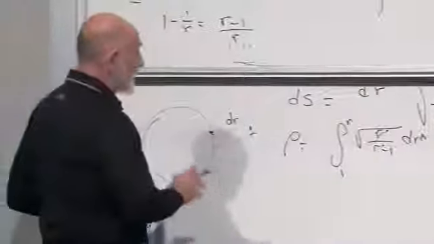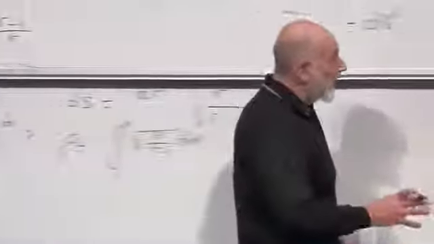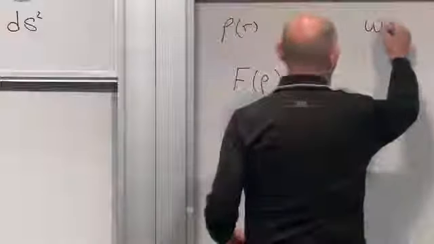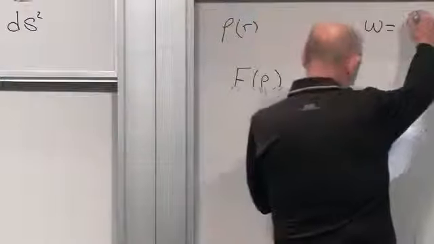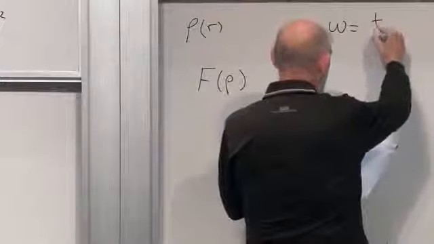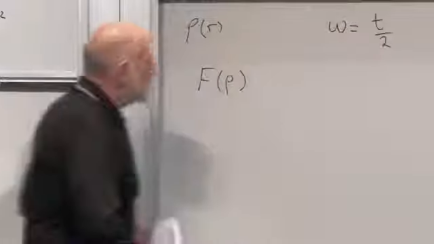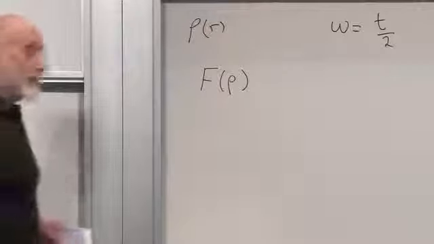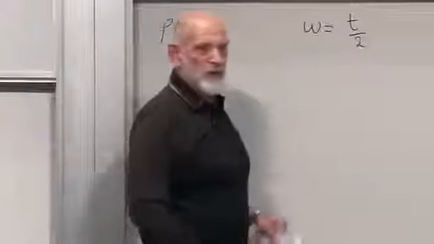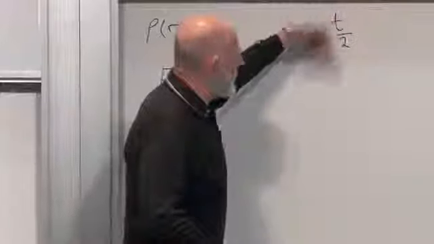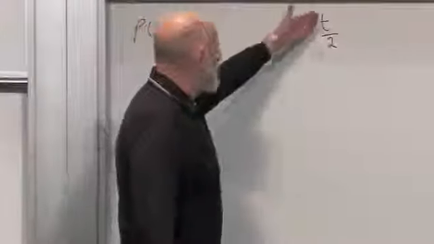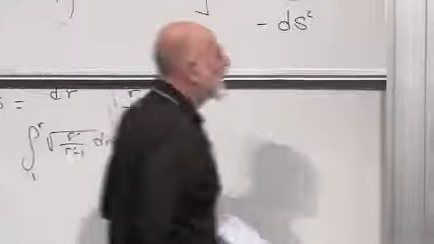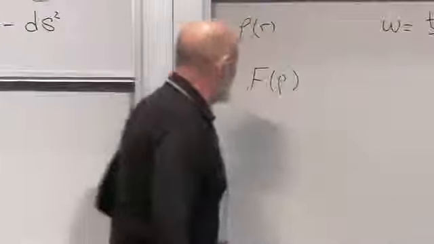I'm going to define, this is a definition now, omega is just equal to t divided by 2. No big deal. Just for convenience, I'm going to use a variable which is the time divided by 2. This is a sort of artifact of a particular original definition of time. It might have been nicer if I would have used 2t over 2, or if Schwarzschild would have used t over 2. But here it is. We're stuck with it. Omega is equal to t over 2.